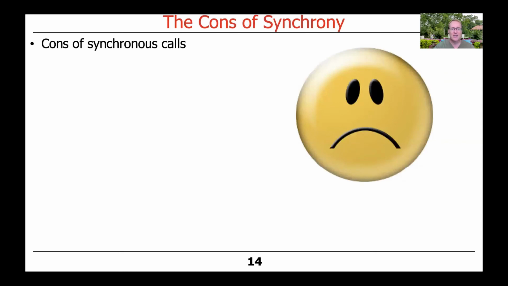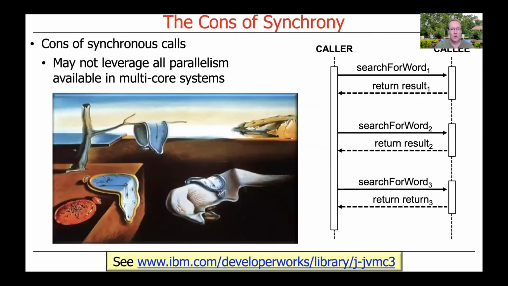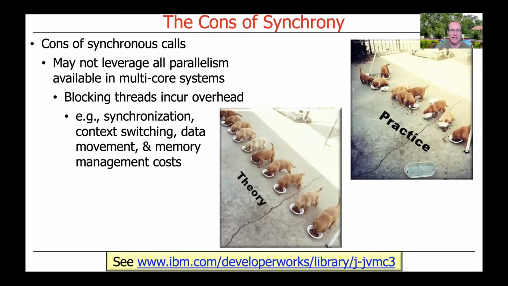some downsides with synchrony. One of the main problems is it doesn't necessarily leverage all the parallelism that's available in modern multi-core systems. And so if you take a look at this link, which I, as usual, have to fix, I'll fix it in the slides that I put out there, you see that under the hood, these calls that are being made with synchrony will block the calling thread.